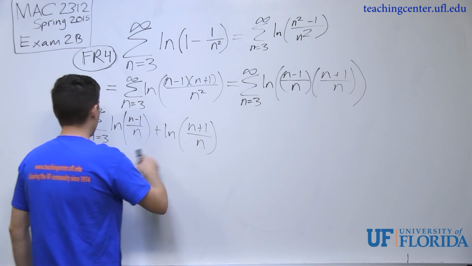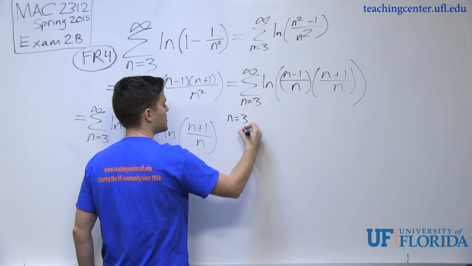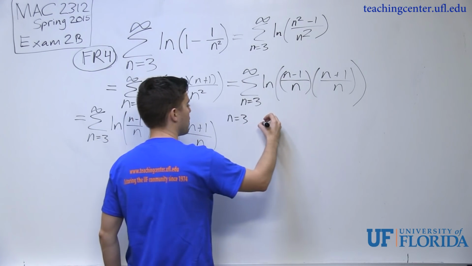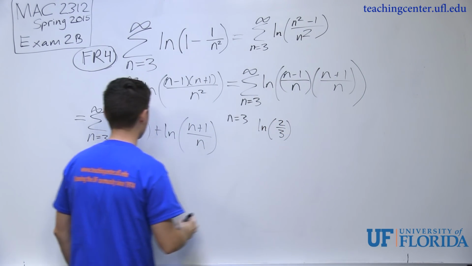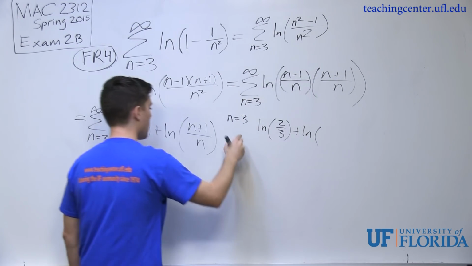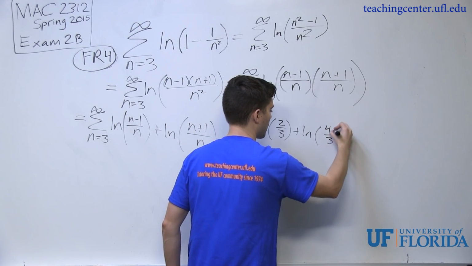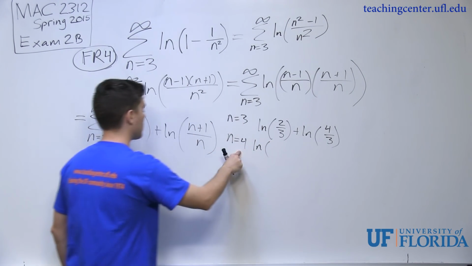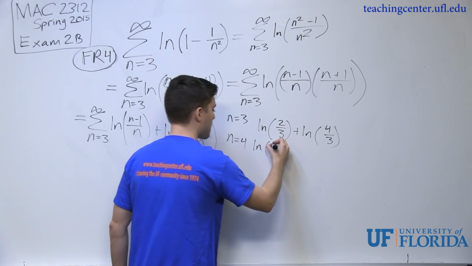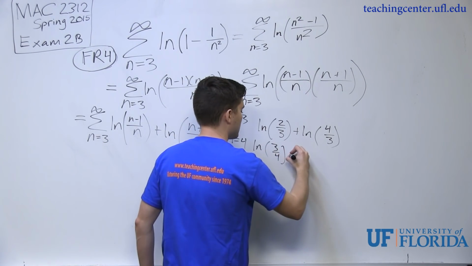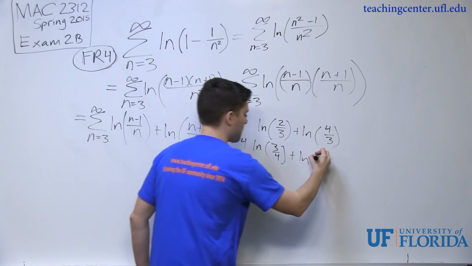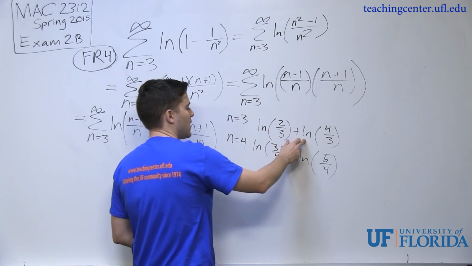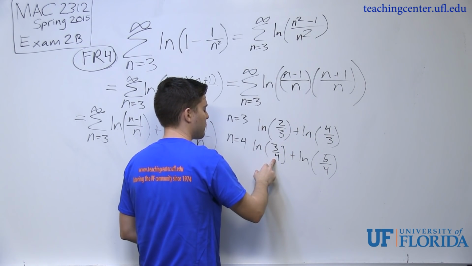So, I start at n equals 3, so if I write out my n equals 3 term, I end up with natural log of 3 minus 1 over 3, so natural log of 2 over 3, plus natural log, 3 plus 1 is 4 over 3, so 4 over 3. Okay, nothing's canceled so far, but it usually doesn't in the first term, so let's expand out a little bit more. Natural log, when I plug in n equals 4, 4 minus 1 is 3, 3 over 4. And I have plus natural log of 5 over 4. Okay, so I still don't see anything canceling, but I notice that I have natural log of 4 over 3 and natural log of 3 over 4.